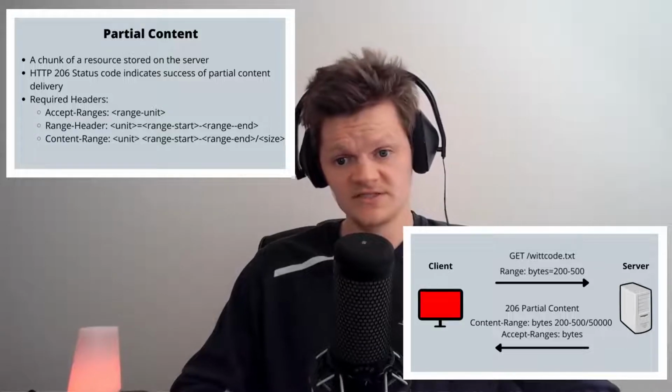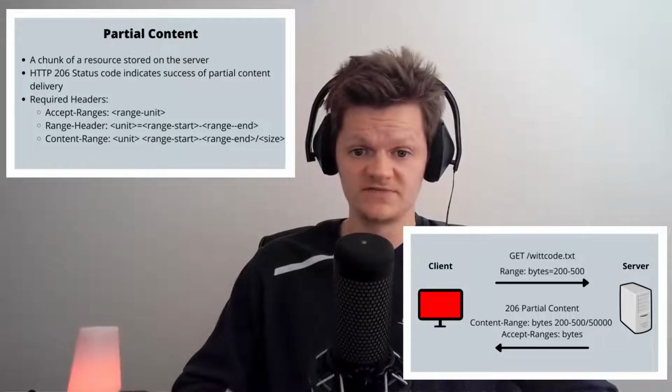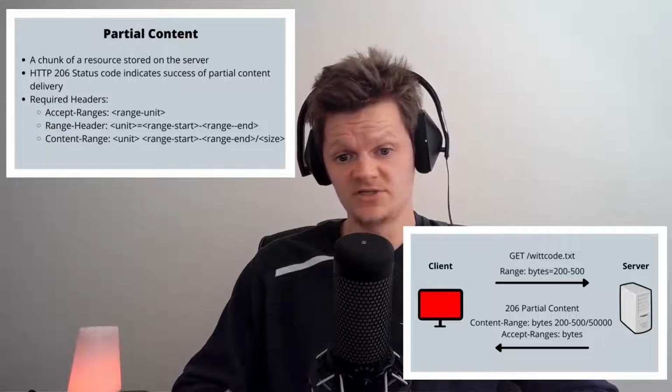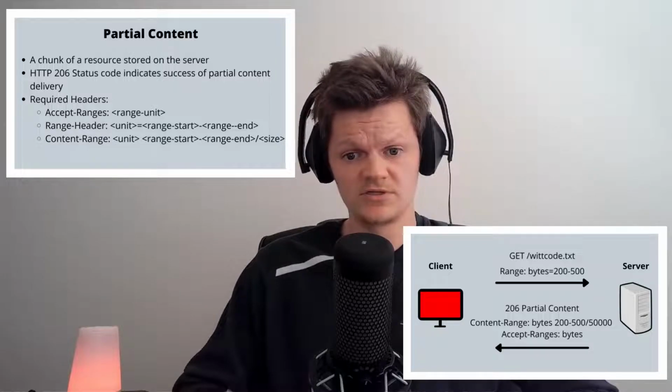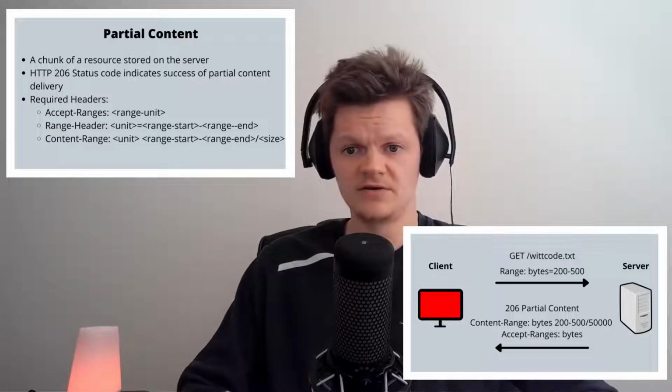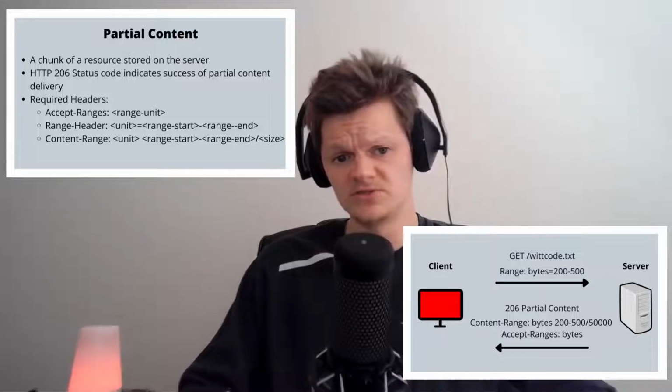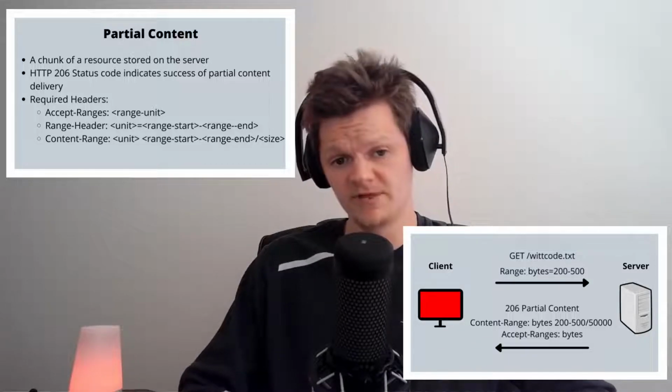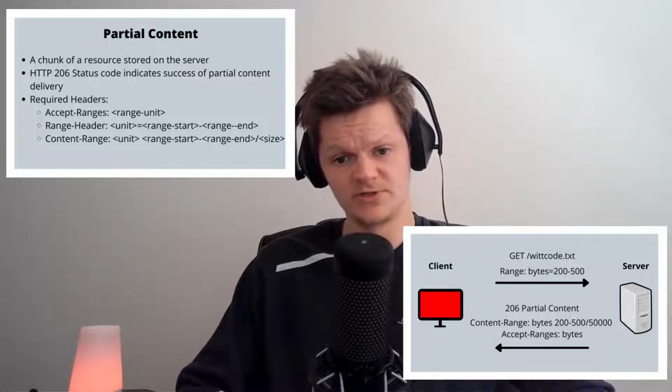For example, let's say we only wanted the first 200 bytes of a document. We would specify range, and then bytes equals 0 to 200. The range header also has multiple formats that can be used, and if you're interested in those, I'd recommend checking out my website in the description below.